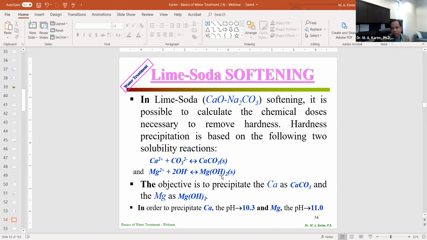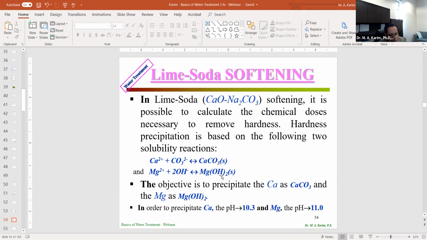So now we are going to discuss lime soda softening. Lime is calcium oxide and soda is sodium carbonate. It is possible to calculate the chemical doses necessary to remove hardness. Hardness removal is based on the following two solubility equations.